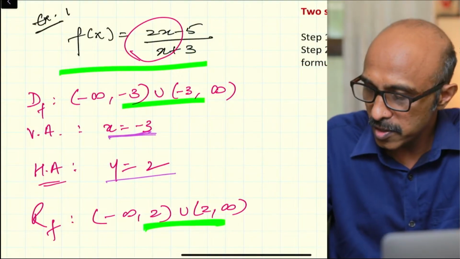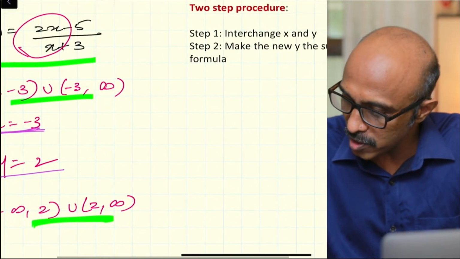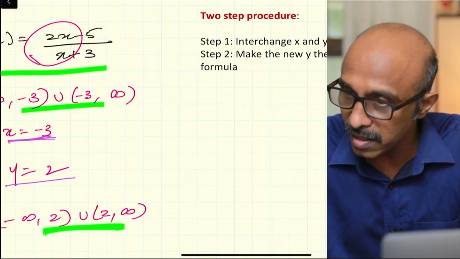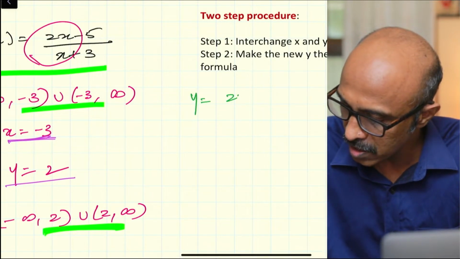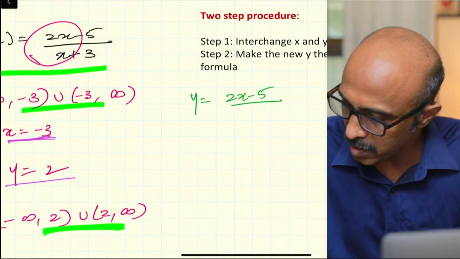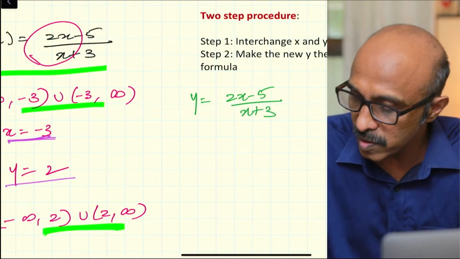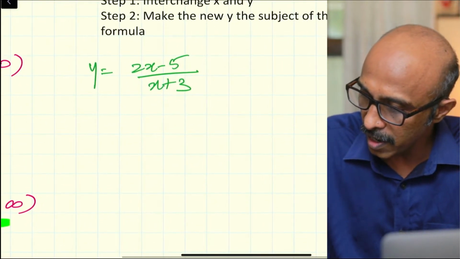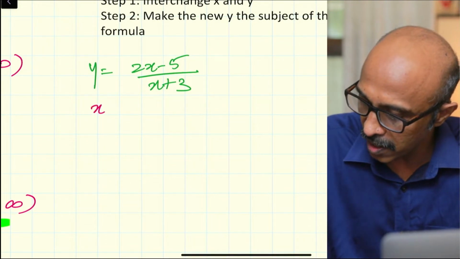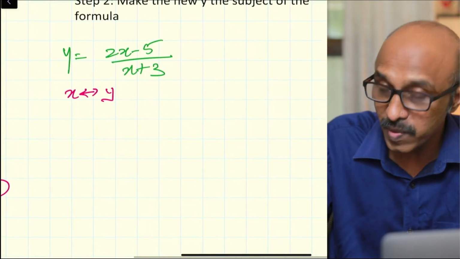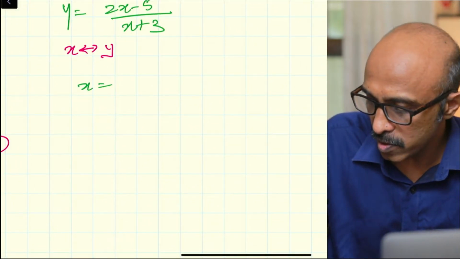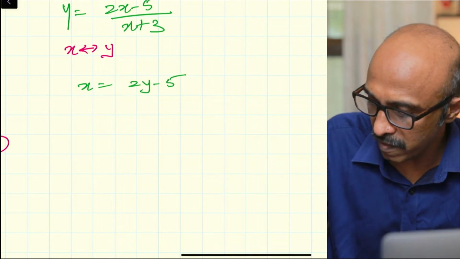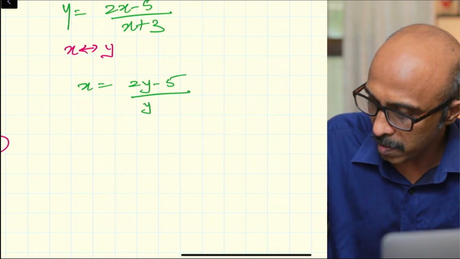So let's do the interchange process. I'm going to write the function here as y is equal to 2x minus 5, the whole thing divided by x plus 3. And now we are going to interchange. I write this notation to let everyone know that we are interchanging x and y. So our equation becomes x is equal to 2y minus 5, the whole thing over y plus 3.